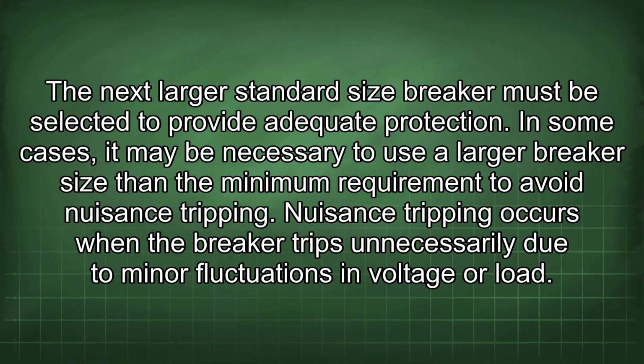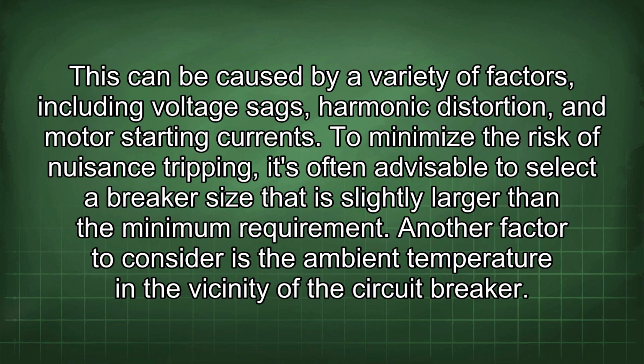In some cases, it may be necessary to use a larger breaker size than the minimum requirement to avoid nuisance tripping. Nuisance tripping occurs when the breaker trips unnecessarily due to minor fluctuations in voltage or load. This can be caused by a variety of factors, including voltage sags, harmonic distortion, and motor starting currents. To minimize the risk of nuisance tripping, it is often advisable to select a breaker size that is slightly larger than the minimum requirement.